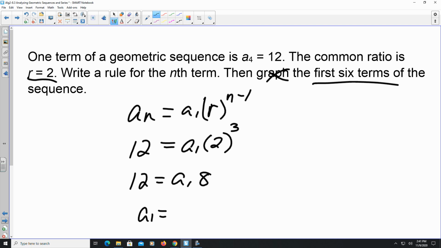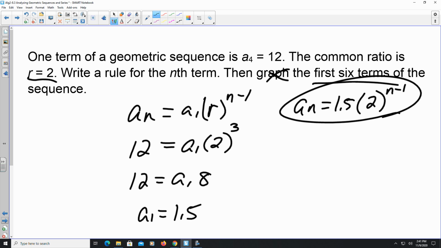A sub 1 is going to be equal to 1.5, or 3 halves. So now that I know what a sub 1 is, I can write my rule and say a sub n is going to be equal to 1.5 times 2 raised to the n minus 1 power.